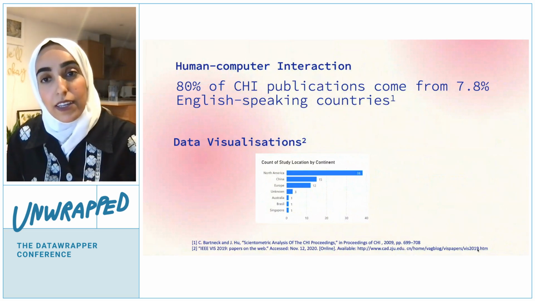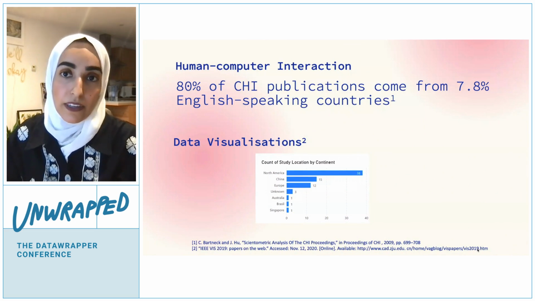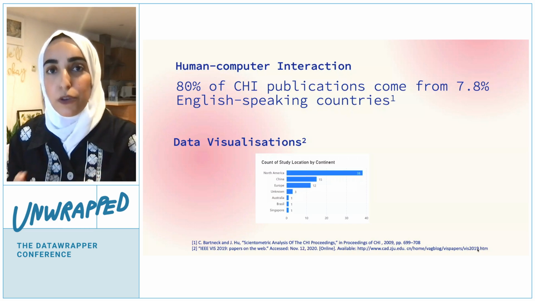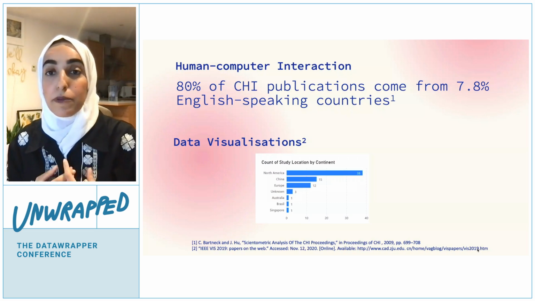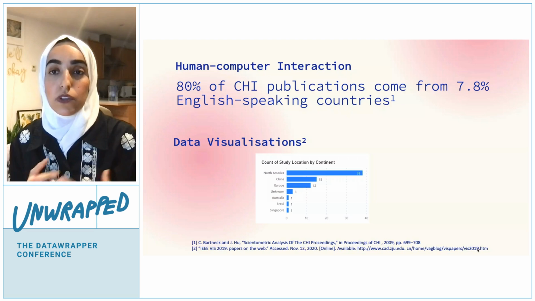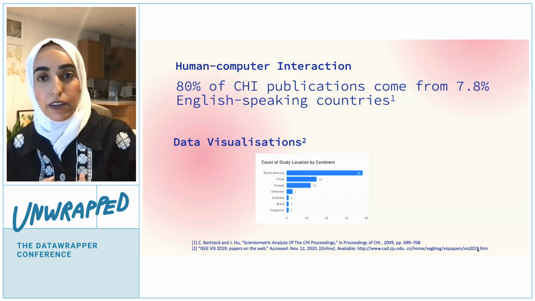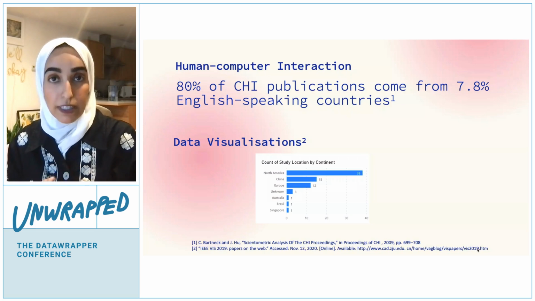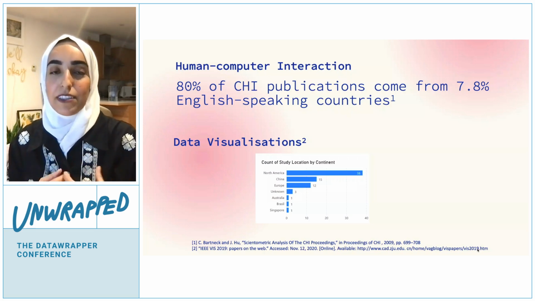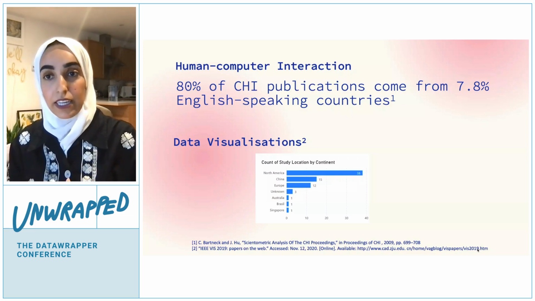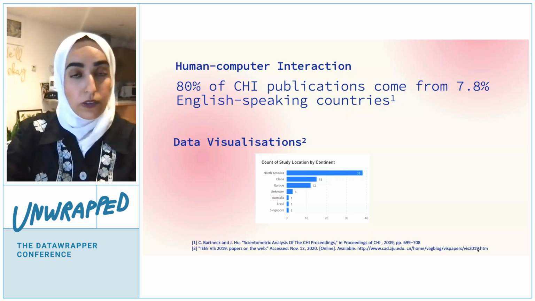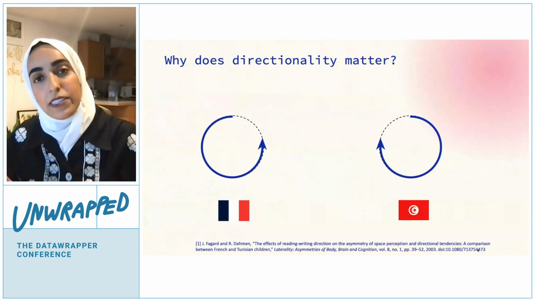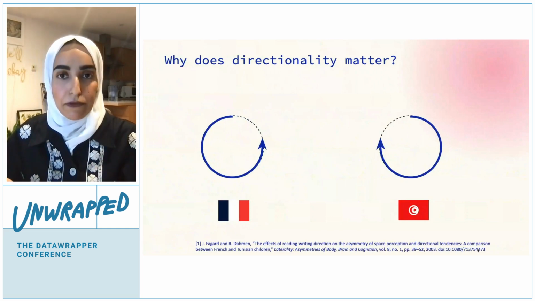A 2009 analysis of the CHI proceedings, which is the most prestigious conference in human computer interaction, revealed that 80% of the publications came from a handful of countries that all use left to right scripts. Similarly, an analysis of the VIS conference, another major conference in the visualization community, revealed that in 2019, most user studies came from North America, where left to right scripts are used. But why does it matter? Can't we just translate everything?